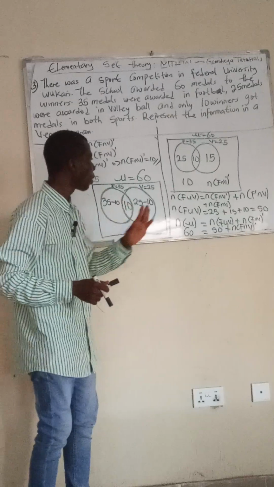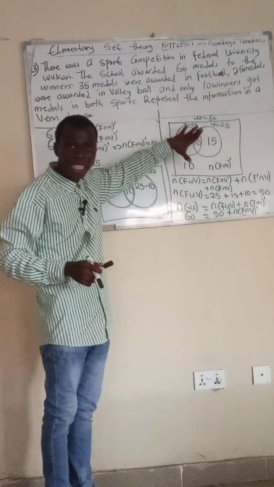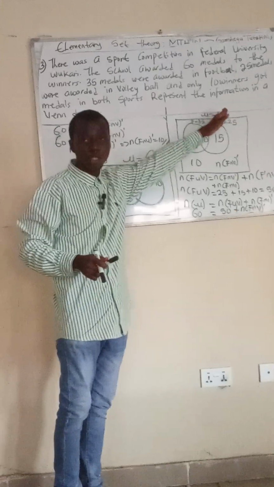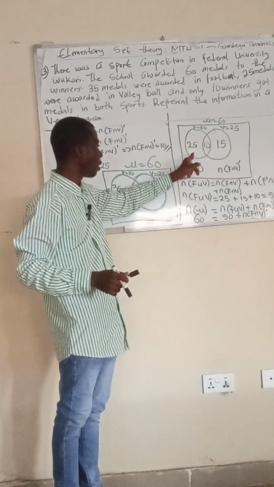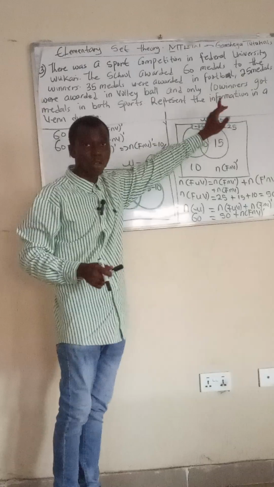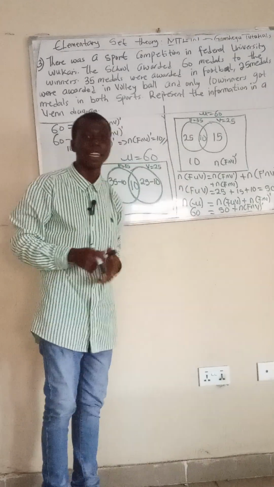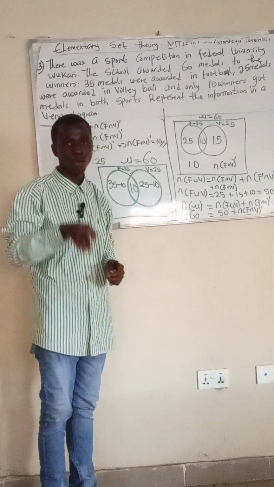So now, if you come here, let's take the addition of what we have in this Venn diagram. If it is equal to 60, now let's take out. You can see that 25 plus 10 plus 15 is 50. Then 50 plus 10 is equal to what? 60. And I have a complete Venn diagram. Now let's quickly look at the next question.